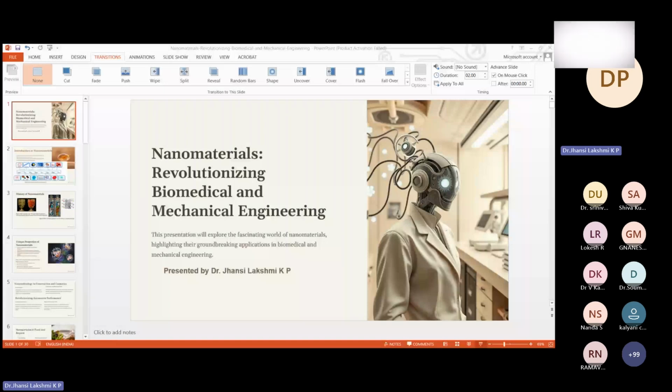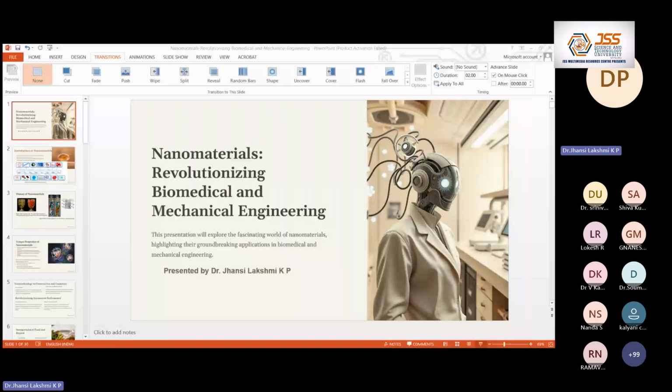Let us understand what is meant by a nanomaterial. Nanomaterials are the materials with at least one dimension in the nanoscale. That is, nanoscale is 1 to 100 nanometers. Nano, as we all know, is 10 to the power of minus 9 times a meter. That means it is one billionth of a meter.